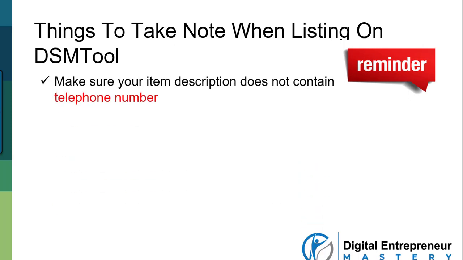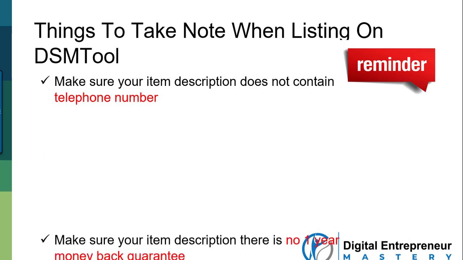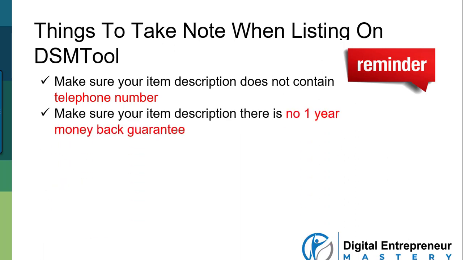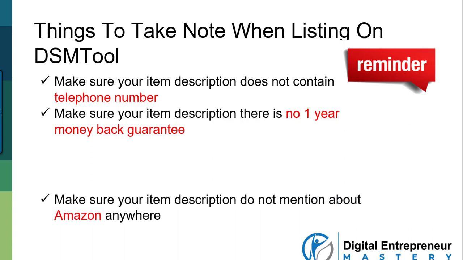When you're listing your item, make sure that your item description does not contain telephone numbers. It does not contain any guarantee like 1 year money back guarantee, because it doesn't fit what we have actually set up on the eBay side. Our eBay policy only allows returns of 30 days.